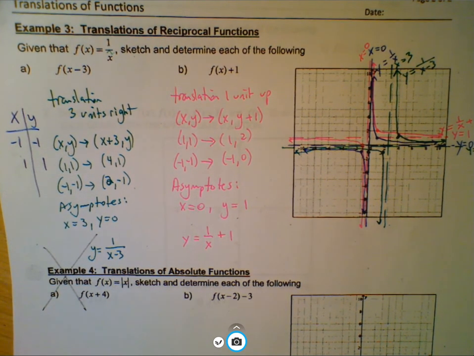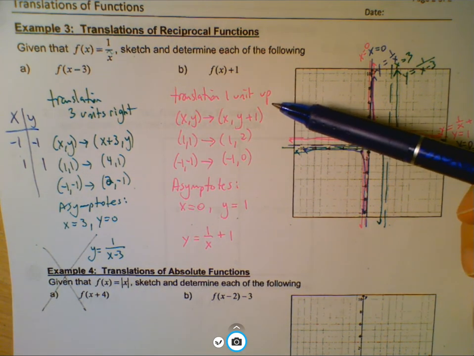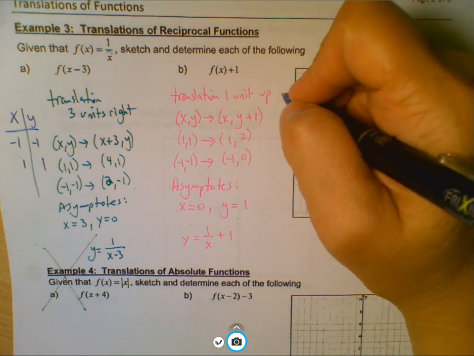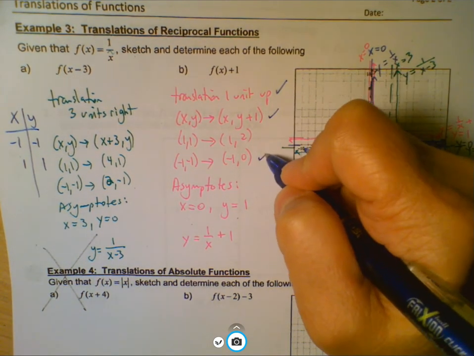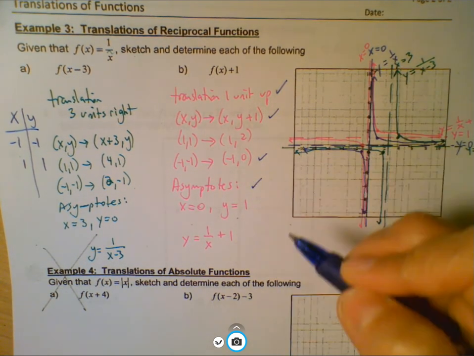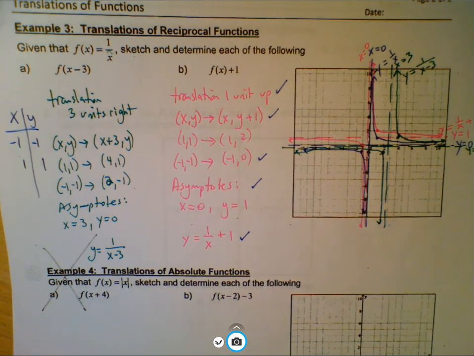Okay, and that's translations. That's how we're going to do them by hand. So just a recap of the steps: always the words, then the mapping rule, map the points, if there are asymptotes, and then the equation. Okay, so that's going to be our process.